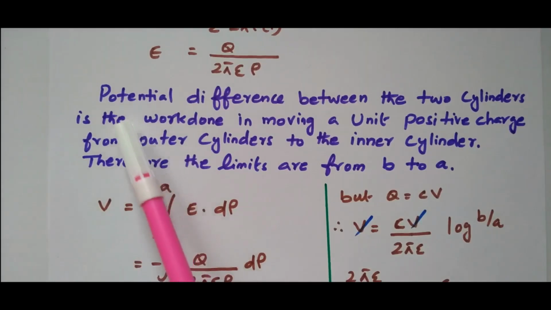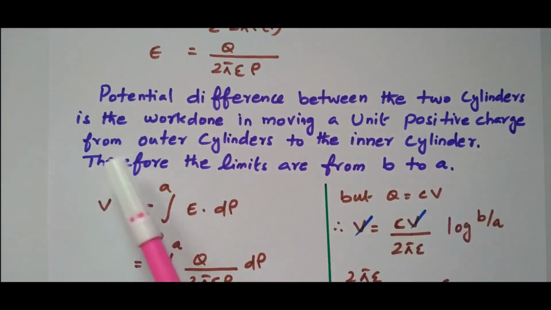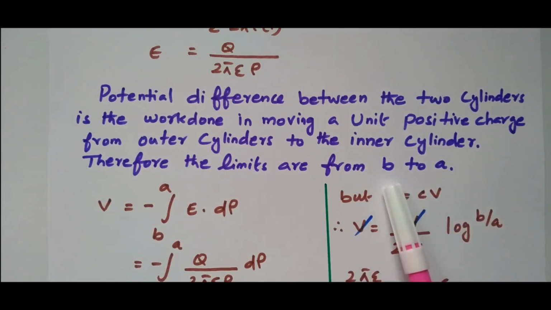So what is the potential difference between the two cylinders? It is the work done in moving a unit positive charge from the outer cylinder to the inner cylinder, right? The unit charge is moving from the outer cylinder to the inner cylinder, so the limit is from B to A. That is nothing but the radius of the outer cylinder to the radius of the inner cylinder, B to A, right? So we know that V equals minus integral B to A E into d rho.